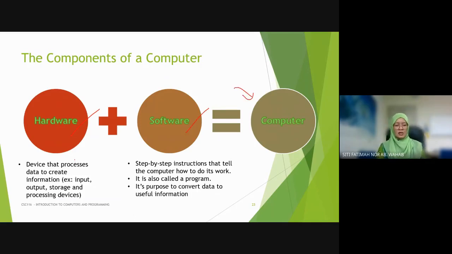So what is hardware? It is a device that processes data to create information. Okay, you have input, you have output, you have storage devices and processing devices. What is software? Software is also called a program. Okay, it is a step-by-step instruction that tells the computer how to do its work. Its purpose is to convert the data into useful information.